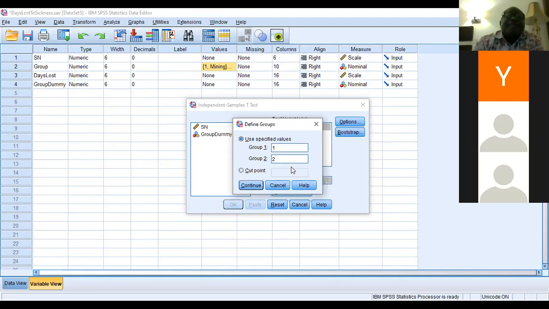So even though they said use specified values, the values can be string. Yes, that is the value that was specified in your data. Let me see. He's not taking it. Can you see now? He's not taking it because it's numeric. That particular thing I've entered is numeric. But if let's say it was not numeric, it was string, it will take that.